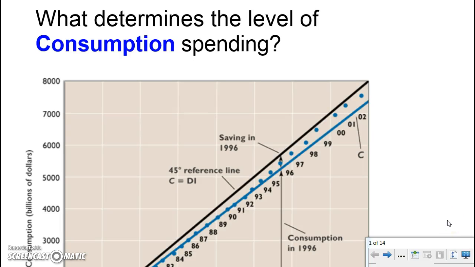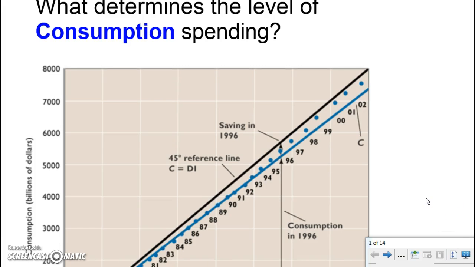Last week, you learned about the four components of what goes into calculating GDP by the expenditures method, and it was consumption, investment, government spending, and net exports. So this time, we're going to look a little more deeply at what determines the levels of consumption, investment, and export spending. We'll save government spending for the next week. So what determines the level of consumption spending?